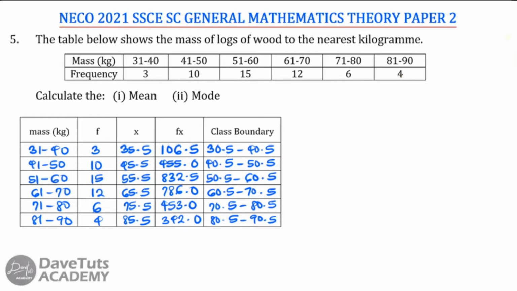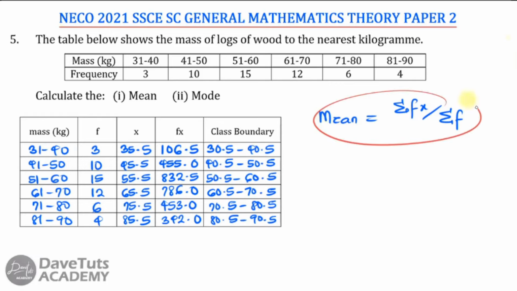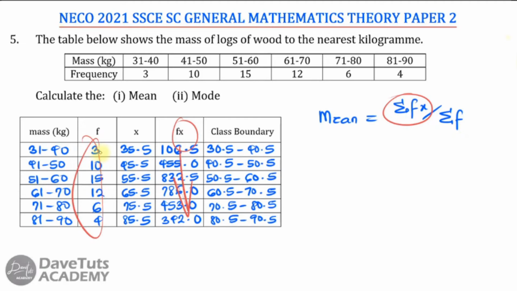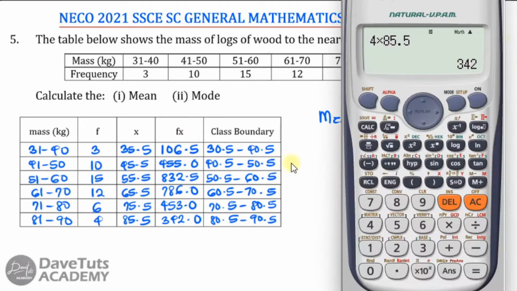Then we can go to our question originally, as we are asked that in the first case we are to find the mean, and here is the formula for the mean. It is summation fx over summation f. This is our fx here. So we have to sum all of these together to get the total, and then we divide by the summation of f. So I can just take our calculator to compute that.